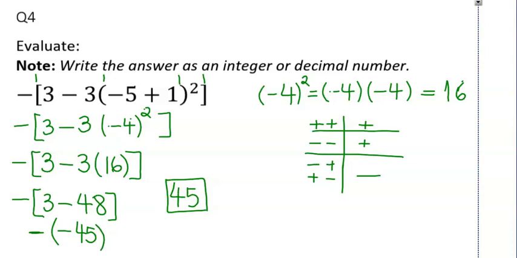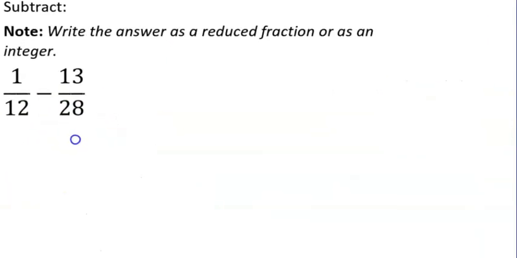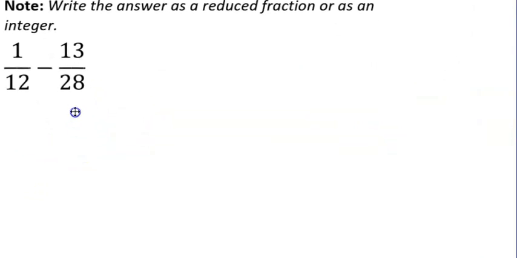Okay? Now we're going to go to number 5. In number 5, they tell me to subtract this. And how do I have to give the answer? As a reduced fraction. So what I'm saying, you know what to do, and this tells how they want the answer. If you do not reduce your fraction, your answer is incorrect.